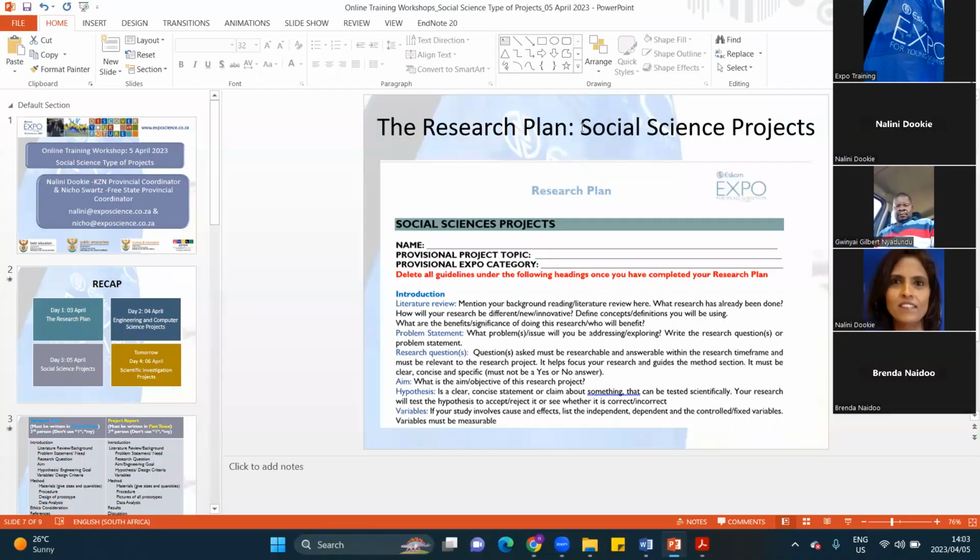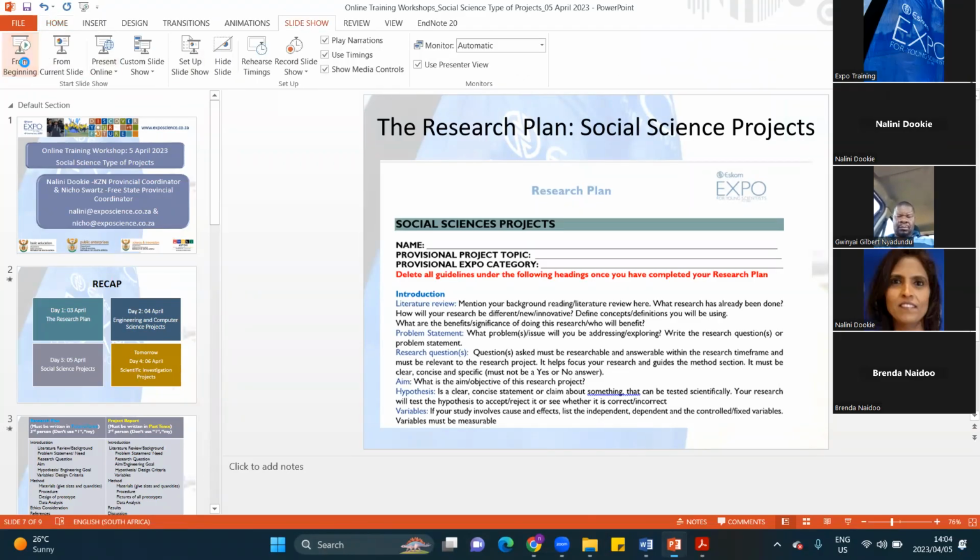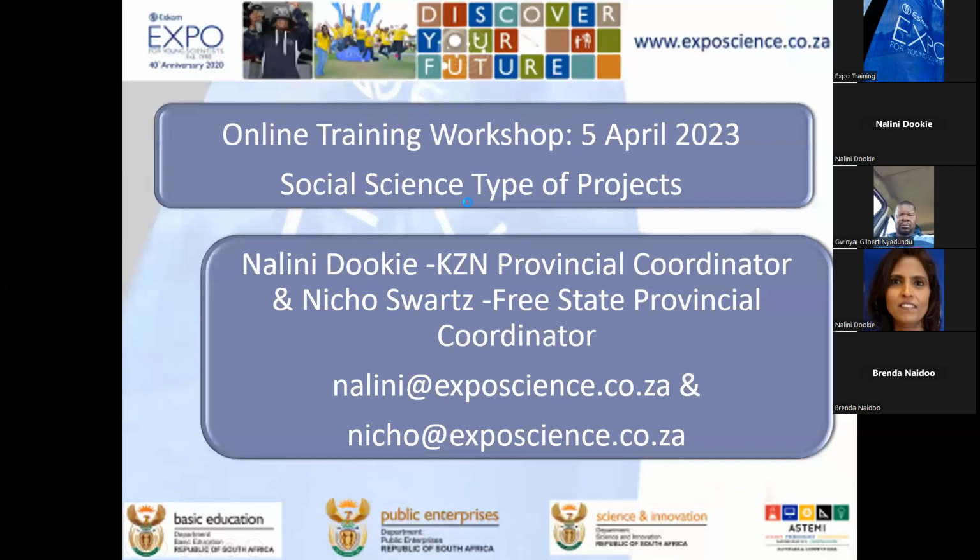Let me just share my presentation. And as Nico mentioned, I am the provincial coordinator for the Eskom Expo in KZN, and Nico is provincial coordinator, or PC as we refer to ourselves, for Free State. This is our email address, and today we're focusing on the social science type of projects.